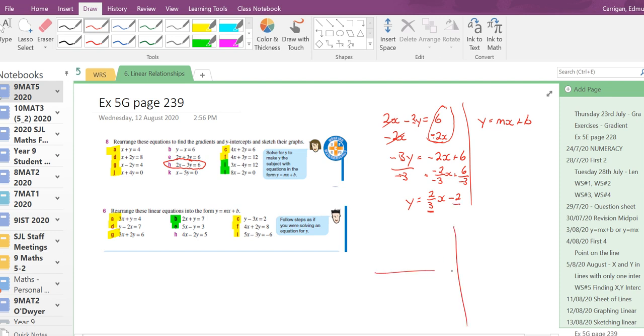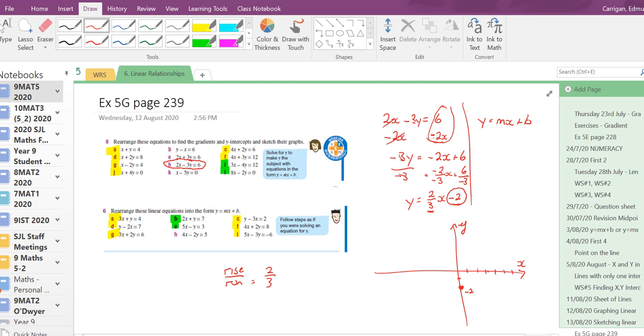So if I put my xy graph in, the first thing I'm looking at is this y-intercept. The y-intercept is minus 2. I'm going to come down here and graph that point at minus 2. The next thing I'm looking at is the gradient. This gradient is 2/3, so rise over run is equal to 2 on 3. I'm always going to go with my run across 3 from this point. So from this point, I'm coming across 3.